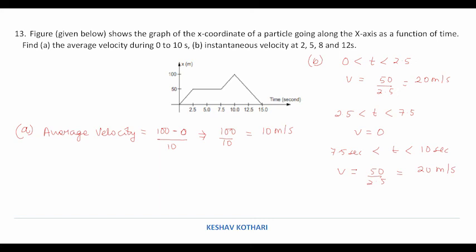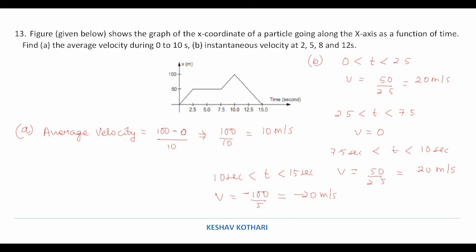Now post 10 seconds, that is 10 seconds to 15 seconds, the position is constantly decreasing, and it is coming to its initial position in 15 seconds. So this time we say that the velocity is in the negative sense. So after 10 seconds till 15 seconds, it is in the negative sense. So we say 100 upon 5 with a negative sign, that is minus 20 meters per second.